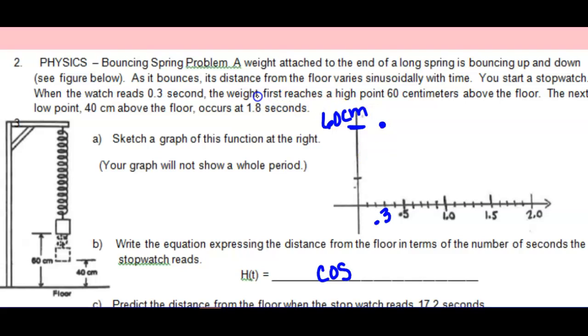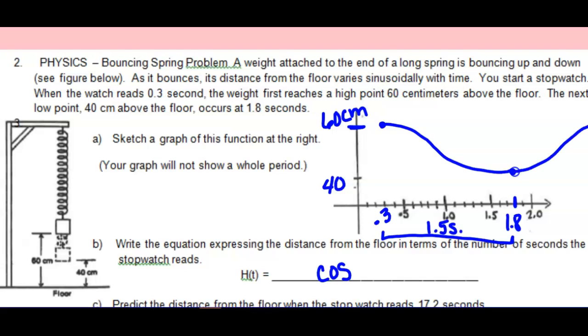All right, it says the weight first reaches a high of 60 centimeters. The next low, which is 40 centimeters above the floor, occurs at 1.8 seconds. 1.5, 6, 7, 8. It's down at 40. And that's the next time it hits a low. Oh, well, that's not even a period, right? Your graph will not show a whole period. This distance, or time, I should say, of 1.5 seconds is half a period.